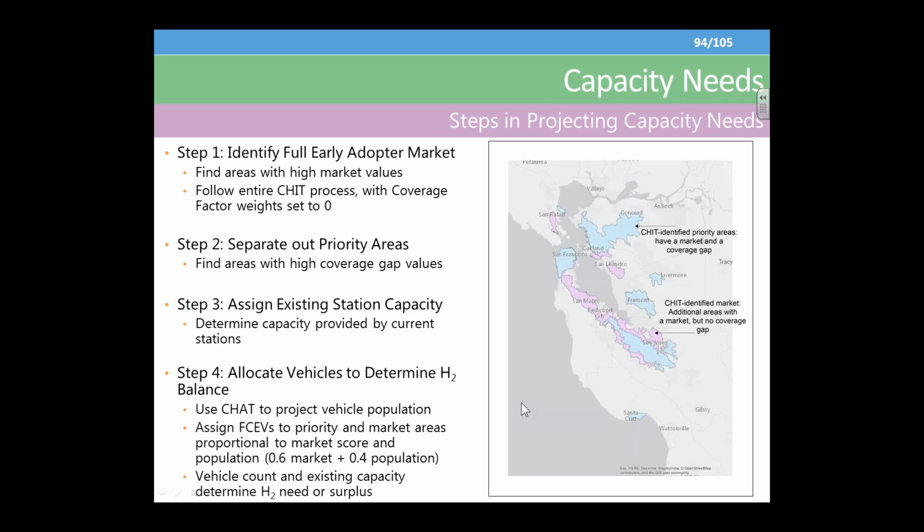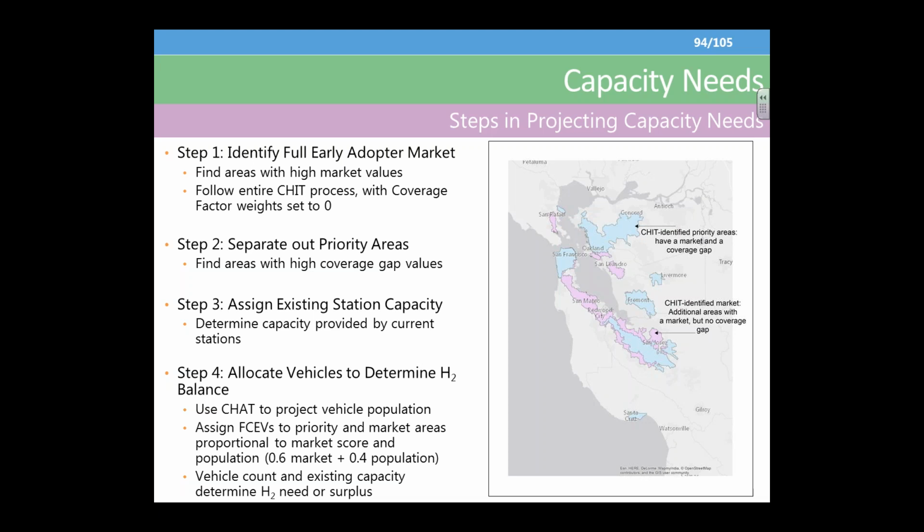So essentially what we do is we first identify what is the full adopter market. And we do that by doing that whole analysis that we talked about, except we don't include coverage from the existing stations. So essentially that will give you your full early adopter market. Then we do the whole process again with those existing stations, so we can separate out our priority areas. Because at the end of the day, what we want to do is figure out how much capacity, new capacity, needs to be in those priority areas that we're saying you need new stations in.